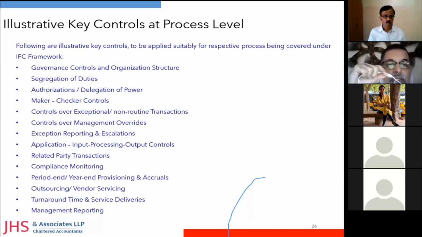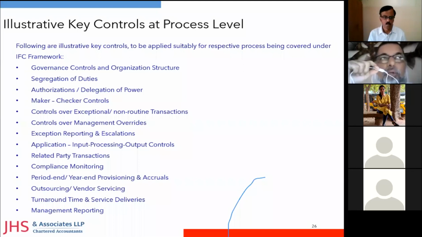Related party transactions are valued at arm's length pricing, and there is an approval from the audit committee on related party transactions. There is appropriate compliance related monitoring in the RCMs, period and year end provisioning and accruals, outsourcing vendor servicing agreements, as well as operations, turnaround time and service delivery. This is an important efficiency objective in the RCM.